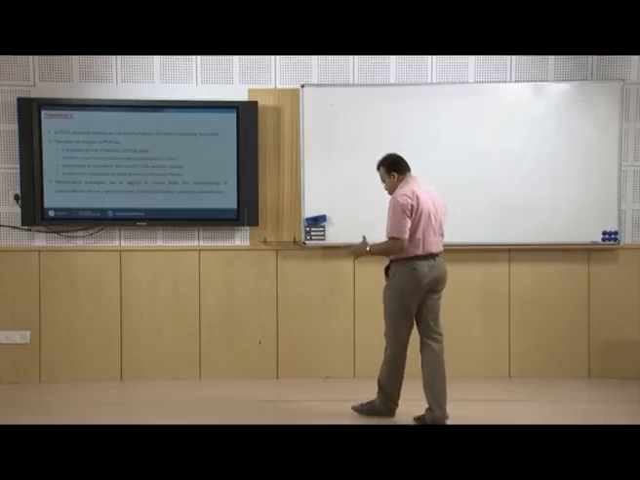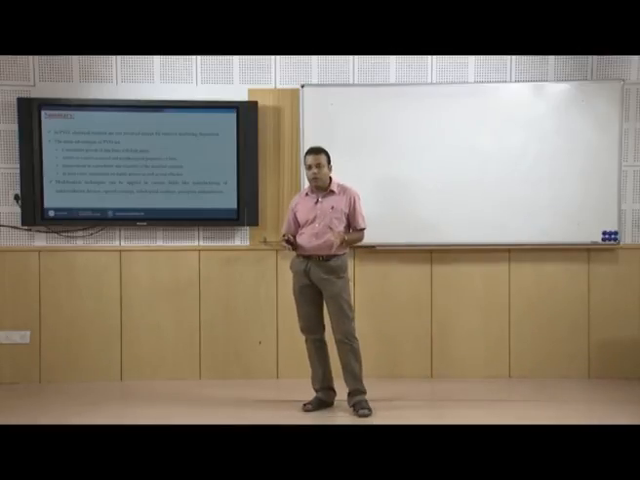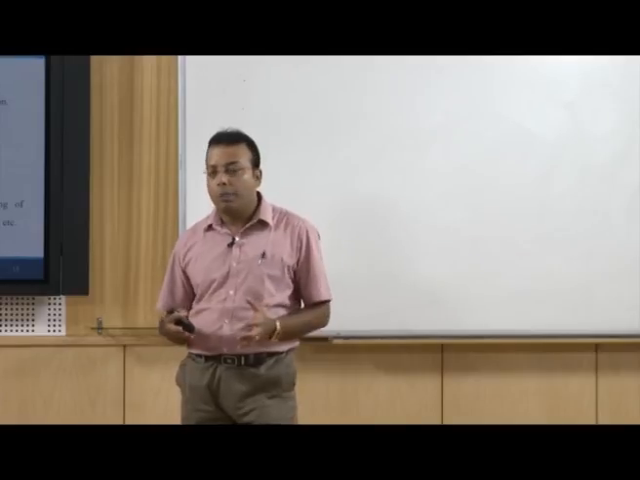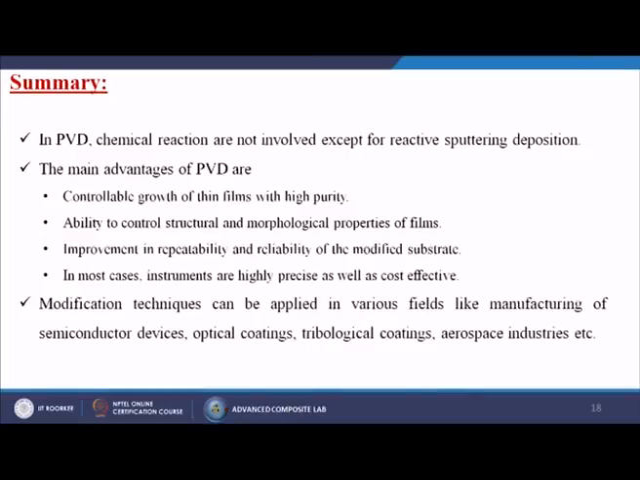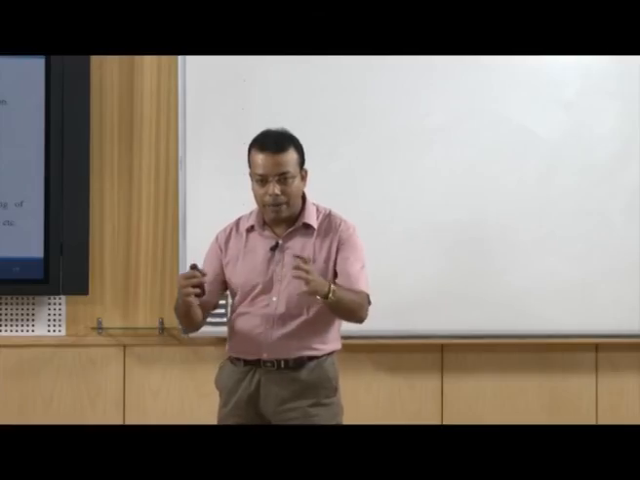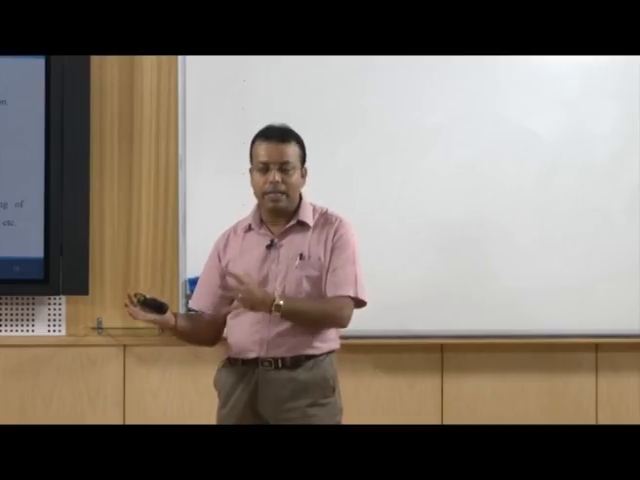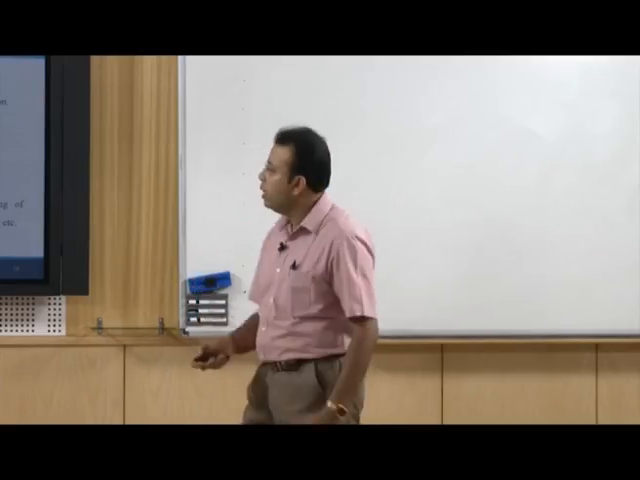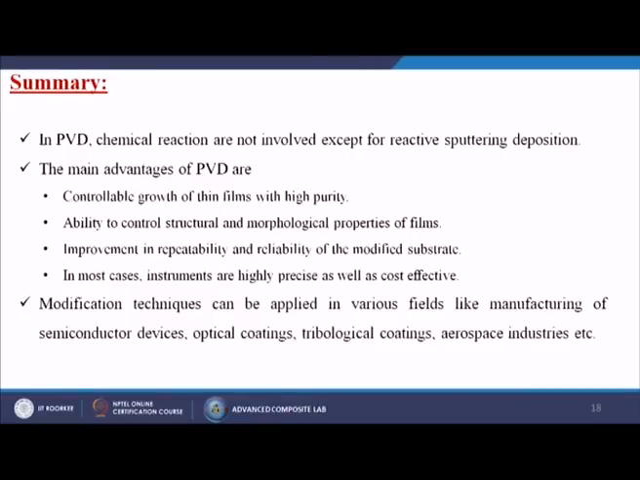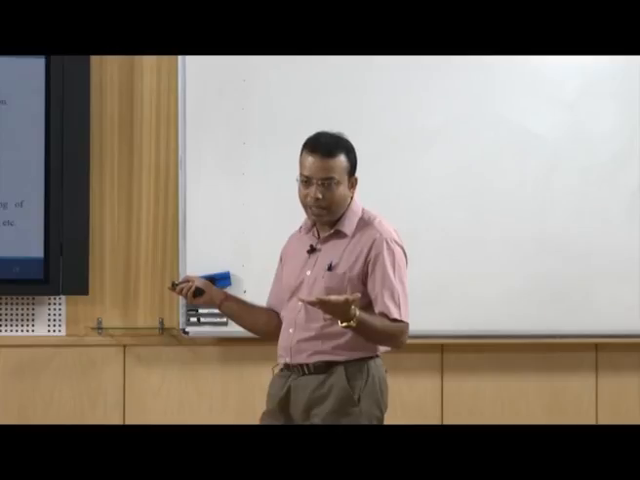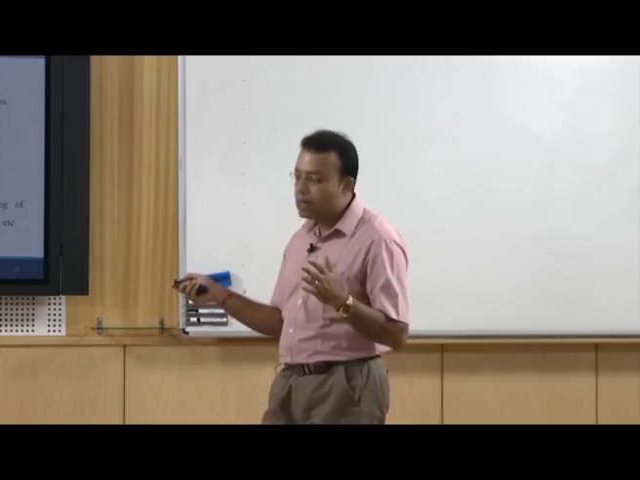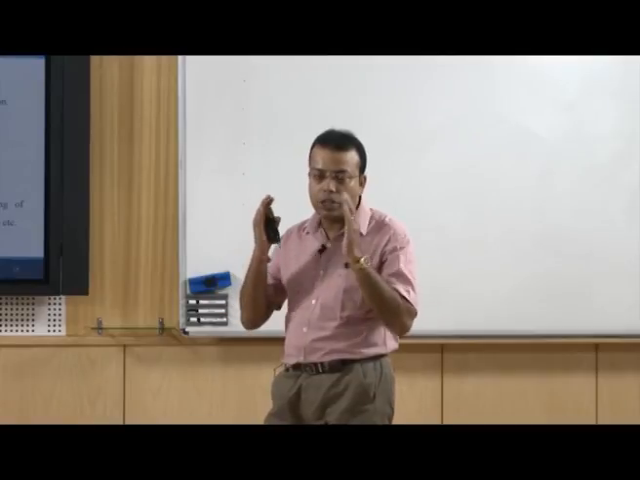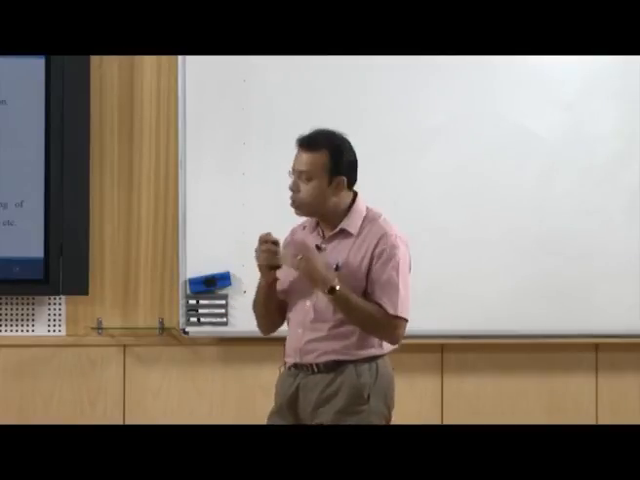Then we are coming to our last slide of this particular lecture, just to summarize the whole PVD process. So, in PVD chemical reactions are not involved except for reactive sputtering deposition. So, here directly we are making any kind of gas or vapor, then that is depositing onto the substrate. The main advantages of PVD are controllable growth of thin film with high purity. As I told already, you can eliminate the impurities by using several kinds of methods, and not only that, you can use controllable growth depending upon how much energy you are going to put on your target materials or the source materials.